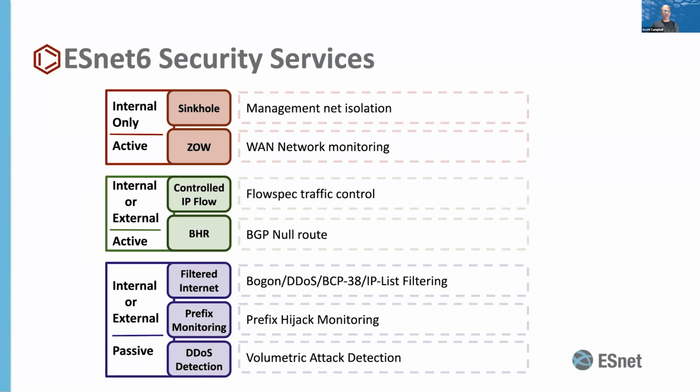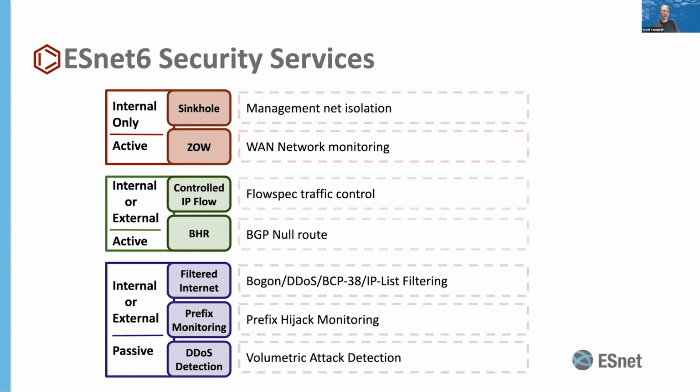The first one, the sinkhole service, is a way of isolating the management network from the rest of the internet, using routing to our favor. It's internal only, it's an active measure, it's a structural change. And then WAN network monitoring, which is a way of running the Zeek network analyzer and intrusion detection tool on our WAN links to begin exploring what that actually looks like and how we can provide better services to our users.